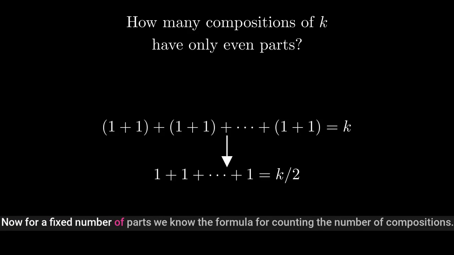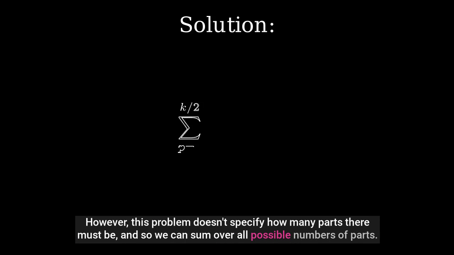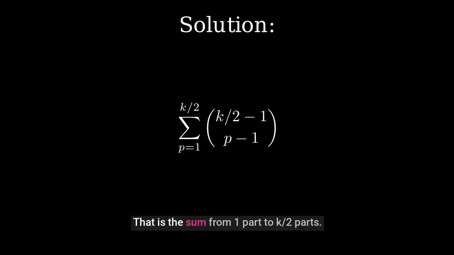Now for a fixed number of parts, we know the formula for counting the number of compositions. However, this problem doesn't specify how many parts there must be, and so we can sum over all possible numbers of parts. That is the sum from one part to k divided by 2 parts.